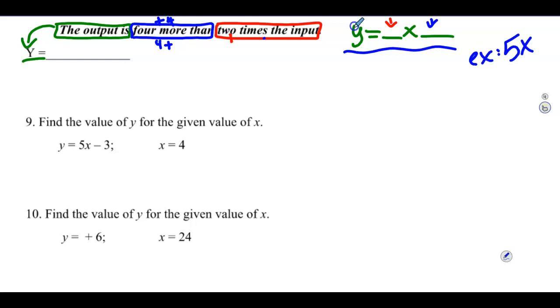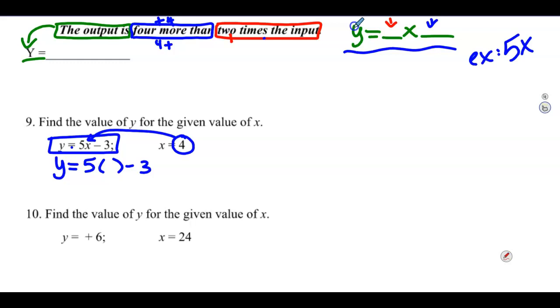Now we're going to look at the last few of them. There's 3 of them. 9 and 10 are done in one way because it gives you the equation and it tells you one of the x values. So you're just evaluating or plugging in the x. The important part is we know how to read this. This says y equals 5 times whatever x is minus 3. So when I write out the work, y equals 5 times whatever x is. I'm going to use the parentheses because that means times, and then minus 3.